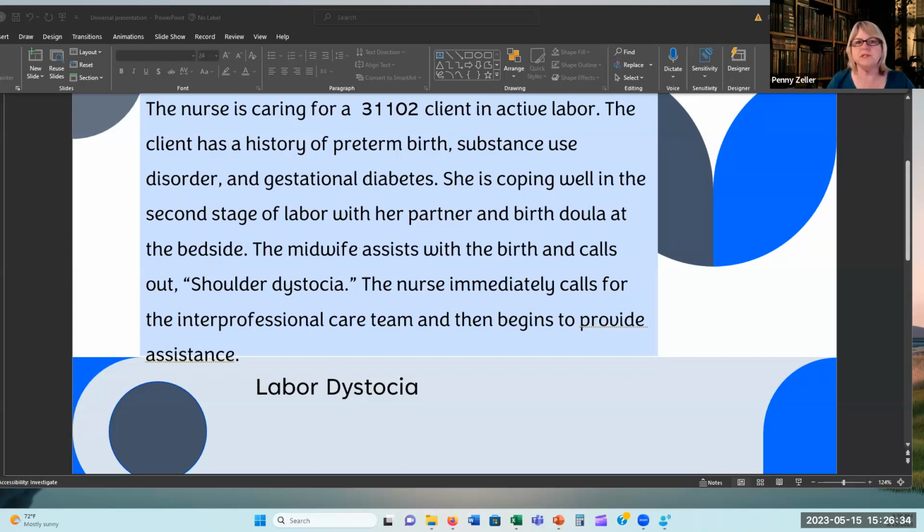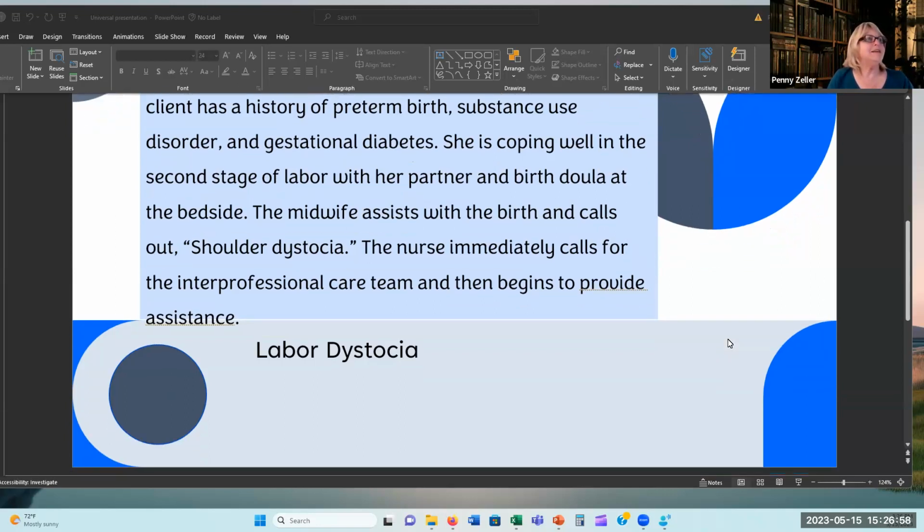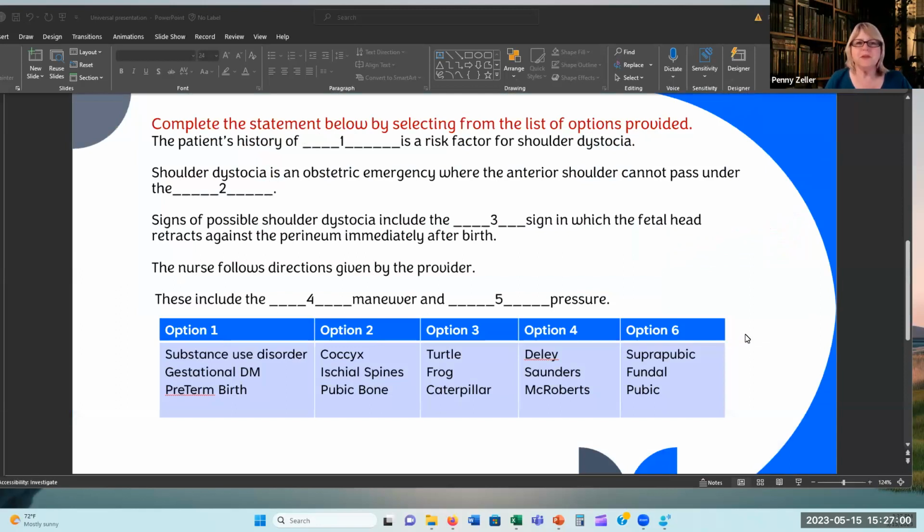Does anybody know what shoulder dystocia is? What about the word dystocia? Do you know what we mean by dystocia? Getting stuck. Very good. Pretty accurate. So we got something going on. The baby's shoulder is stuck. So I don't have a picture for you. I can show you later. So let's fill in the answers here.